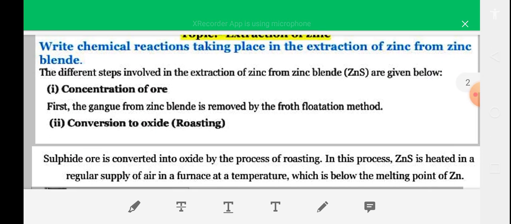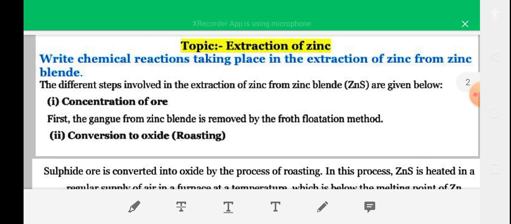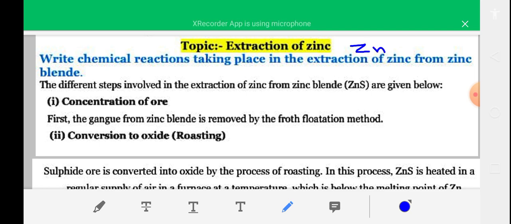Now see extraction of zinc. How to extract zinc? Zinc blende. The main ore of zinc is ZnS, zinc blende. From zinc blende you can extract zinc metal. First you have to do the crushing and grinding. After this you have to concentrate the zinc blende ore by the froth flotation method.